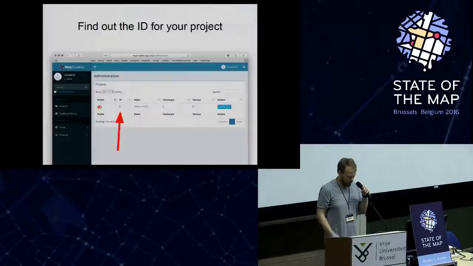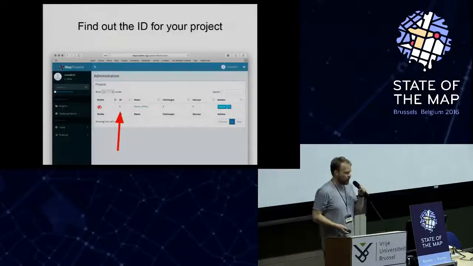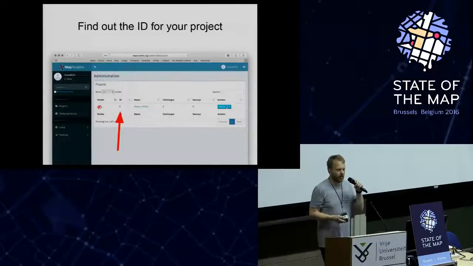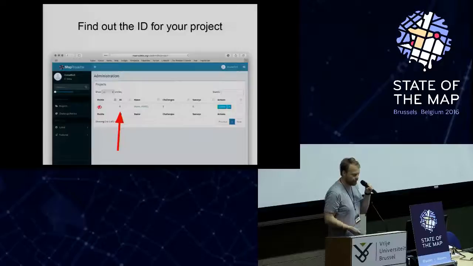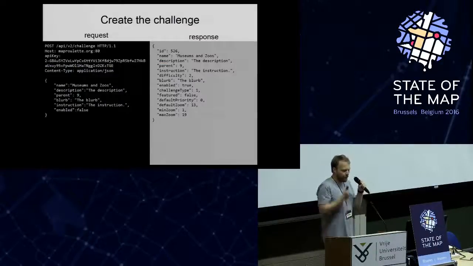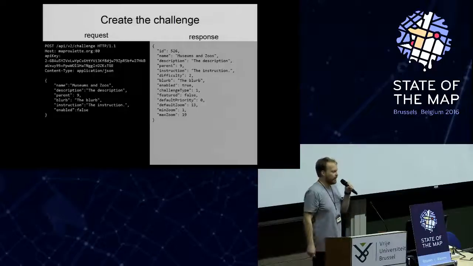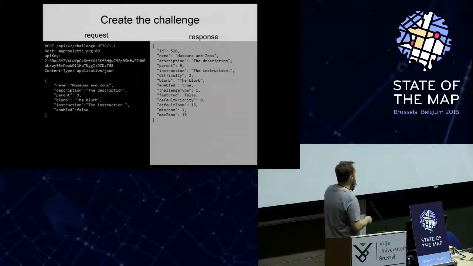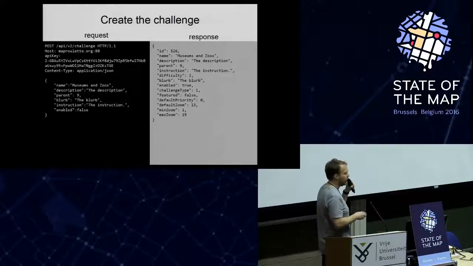Then the next thing you need to figure out is what is your project ID, because everything needs to be under your project. A lot of API calls reference the project that a challenge lives under. In this case, that's project number 9. First thing you do is create the challenge. And I'm going to walk through this without going over every single detail, but I'll point out a few of the salient parts here.